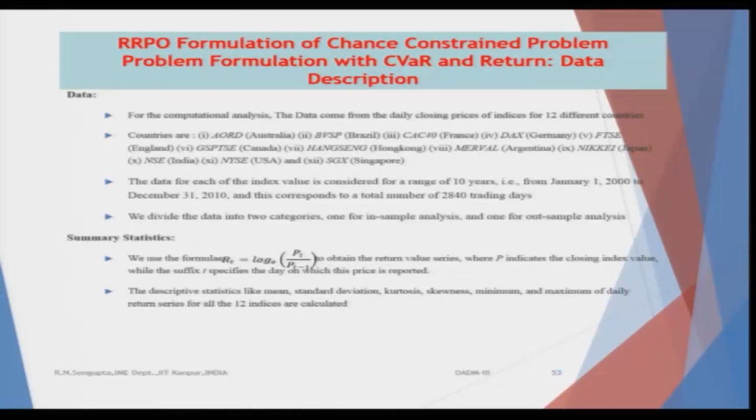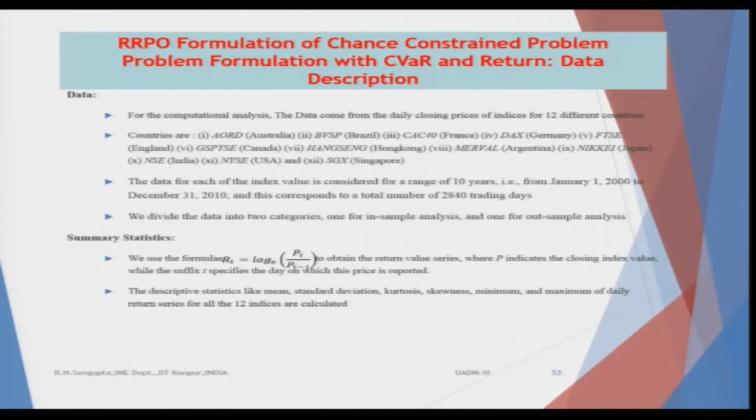We will use the formula of the return. So, capital R and small r are immaterial here. The return of the stock is given by ln of P2 by P1, that is, the price of day 2 divided by day 1, to obtain the return value series, where P indicates the closing index price. So, you will be taking the prices at the end of each day, while the suffix T specifies the day on which the price is reported.